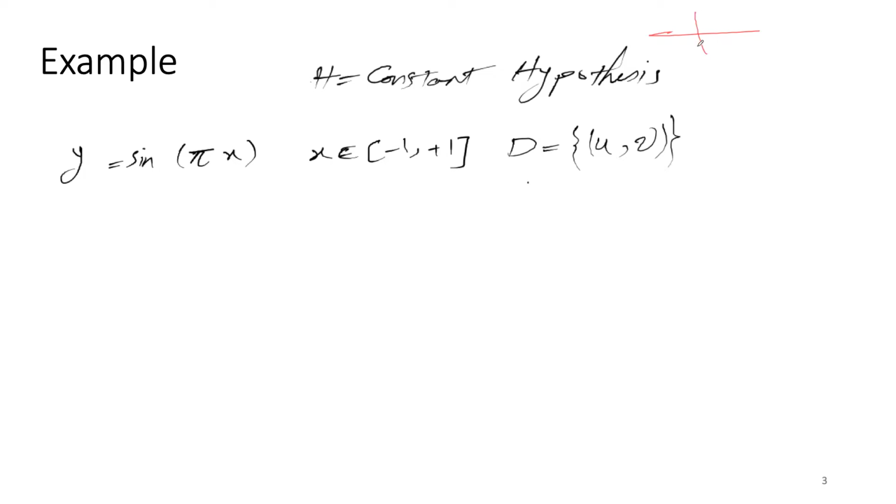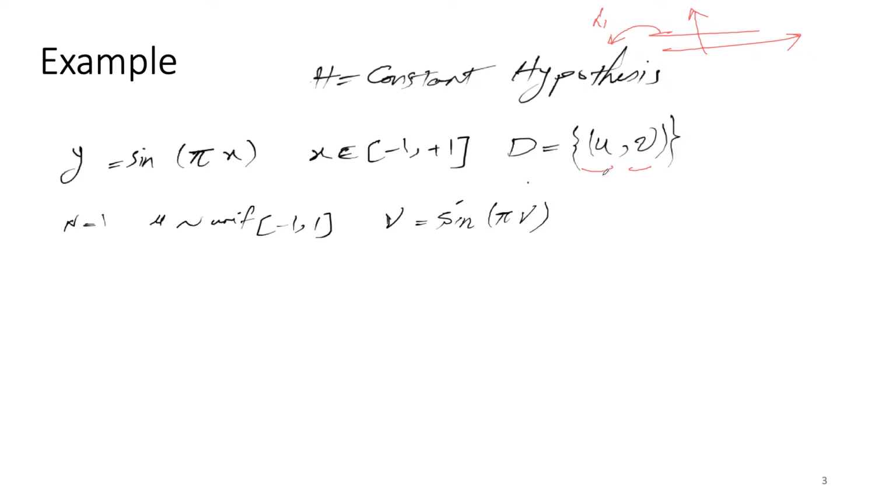So it's a line. Suppose this is your axis. So this is your H1, for instance. And your function was sine pi of x. Your x's were between -1 and +1 window. And you have 2 points named as u and v, right? So you are coming from a uniform distribution between this window, and v would be the output of your function sine pi v, right?